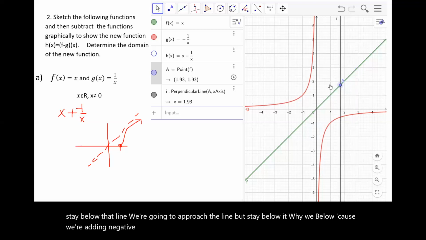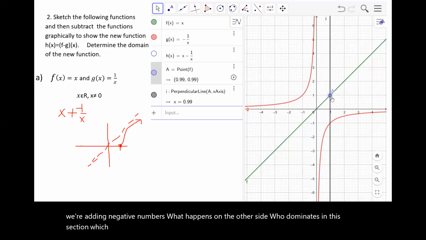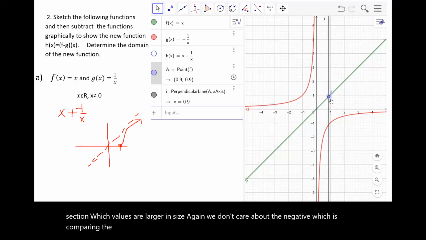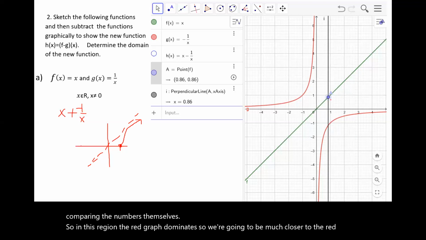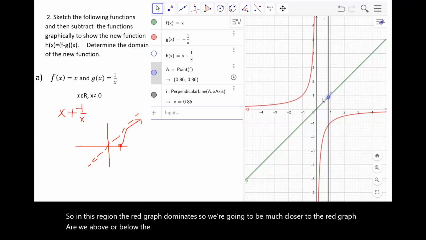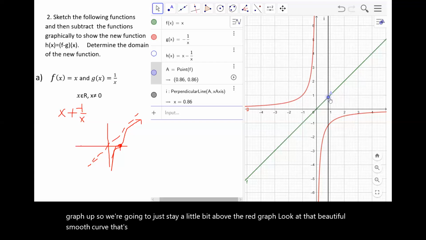What happens on the other side? Who dominates in this section? Which values are larger in size? Again, we don't care about the negative. We're just comparing the numbers themselves. So in this region, the red graph dominates. So we're going to be much closer to the red graph. Are we above or below the red graph? You're adding little positive values, which will raise the graph up. So we're going to just stay a little bit above the red graph. Look at that beautiful smooth curve. That's awful. I'll give you a better graph in a bit.